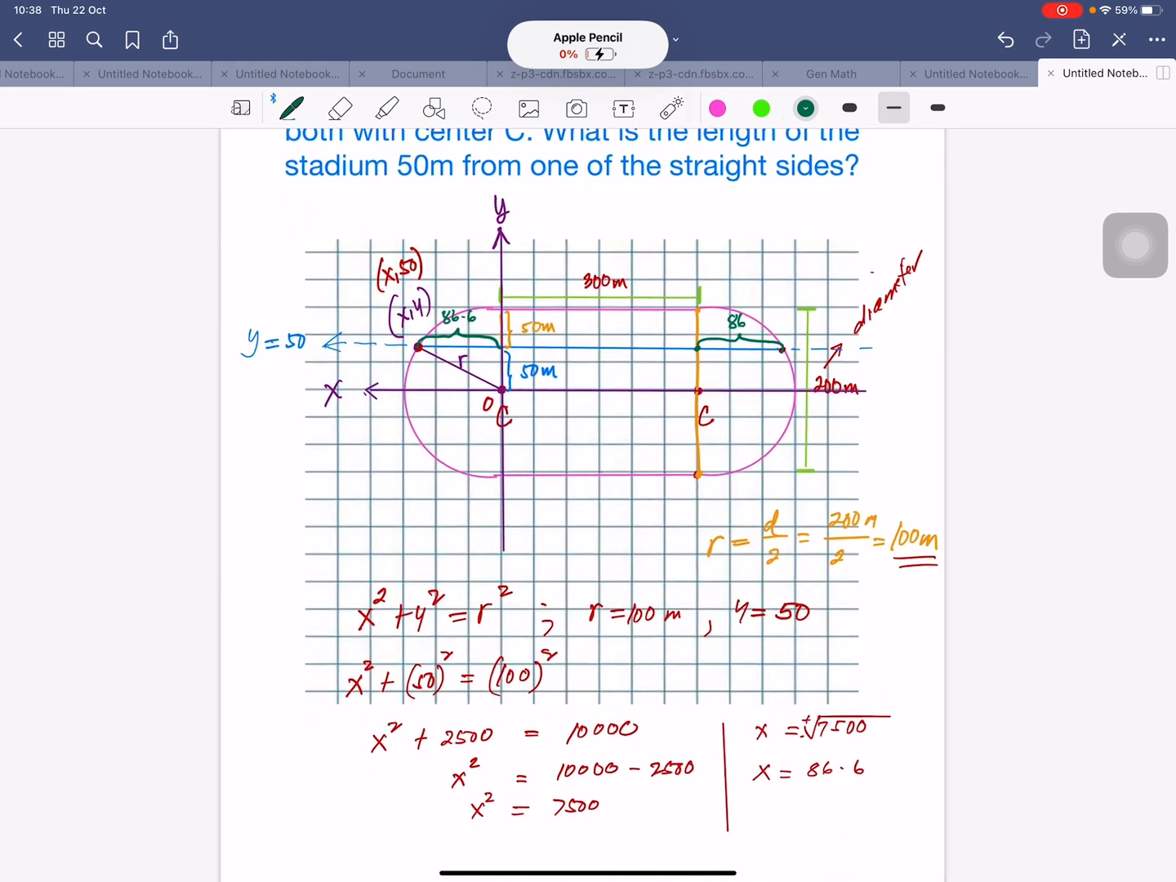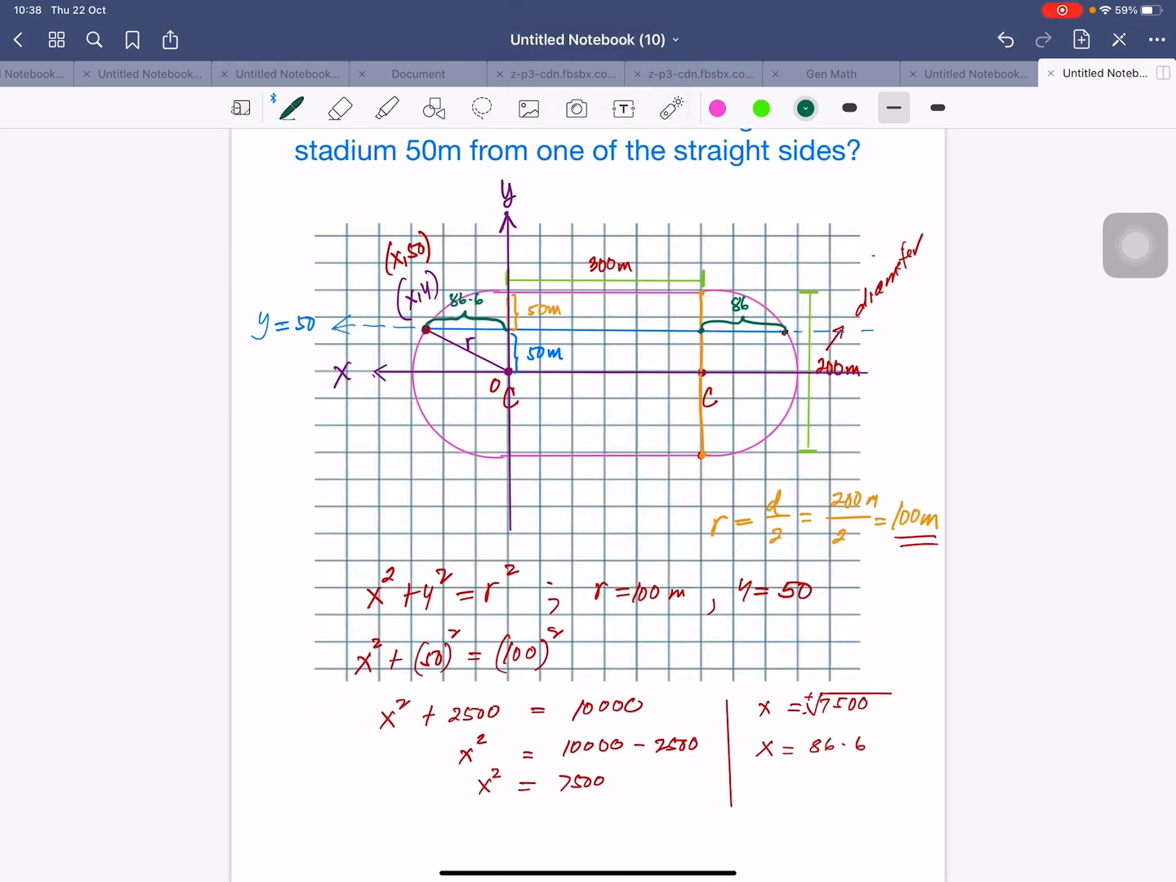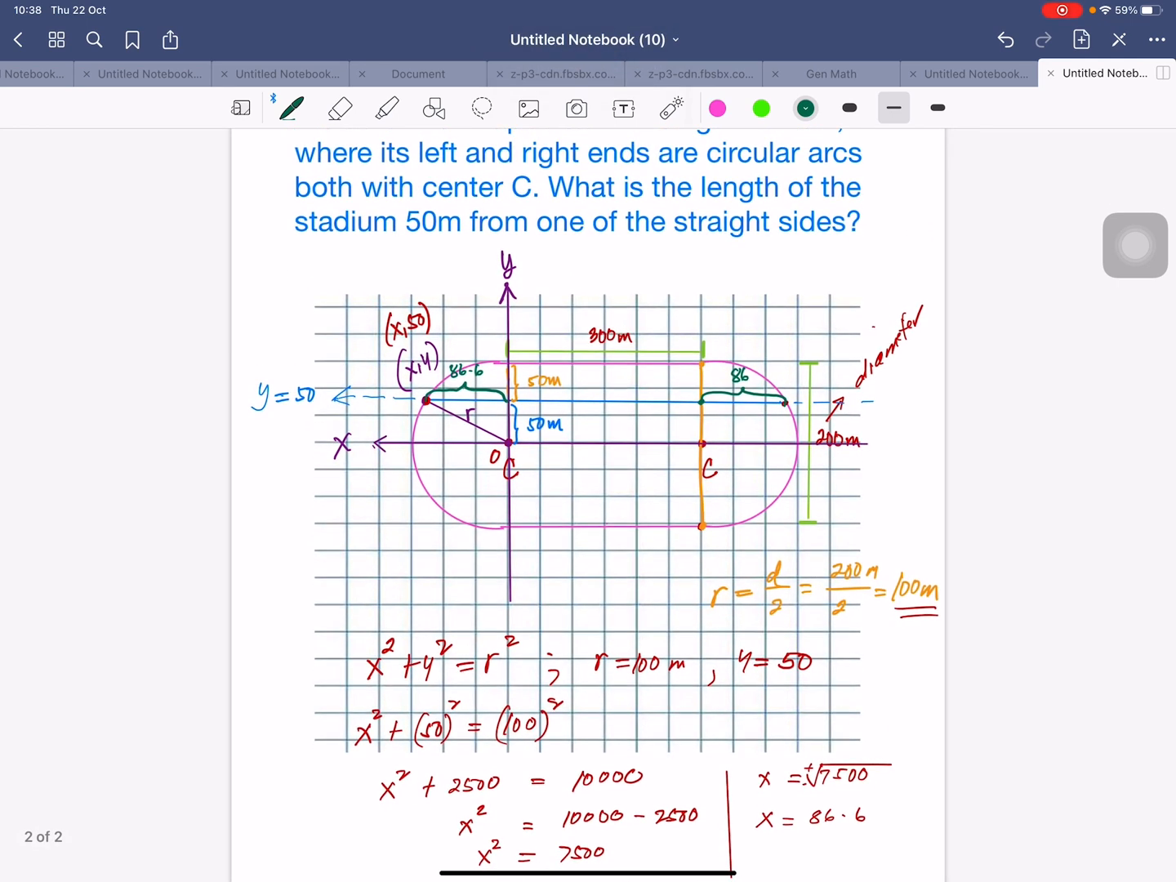And after that, we now know, the question asks what is the length. So we will just add 86.6 plus 300 plus 86.6.